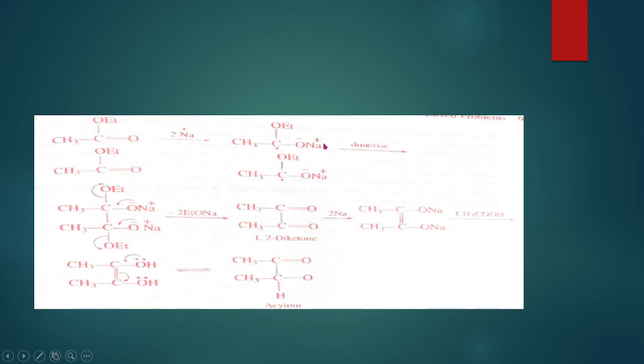a radical. In this, the sodium will be positively charged and electron deficient, and it will get attached here. Two molecules will take part in the reaction and it will undergo dimerization. Dimerization means the molecule will form a structure like this. That is the dimerized structure.